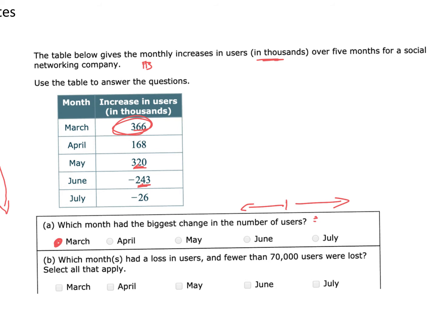Which month had a loss in users, and fewer than 70,000 were lost? Okay, that's interesting. So it was in the negatives, but it's between 0 and negative 70,000. Here they lost, but that's way more than 70,000, so it's July. July's my only one. The way these are boxed like this, it could have more than one right answer. You might have to choose all that apply for that. Well, that's the only one.